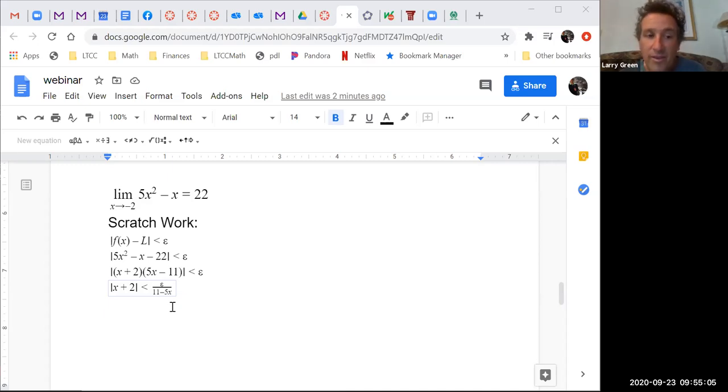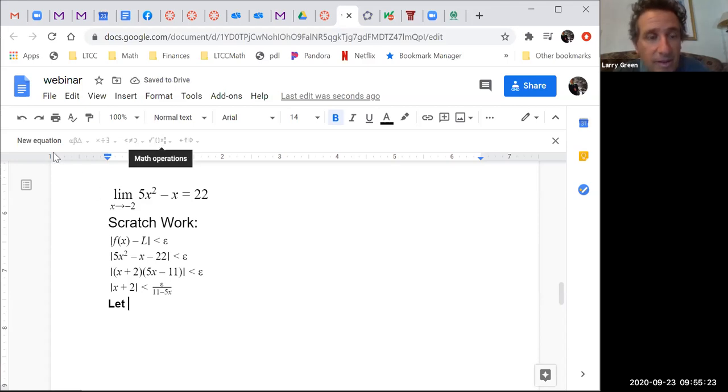Okay? So we're looking at epsilon over that number, right? We want our delta to be really small. So we're going to let delta equal epsilon over 22. Okay, and the important thing is epsilon over 22 is less than epsilon over 11 minus 5x.